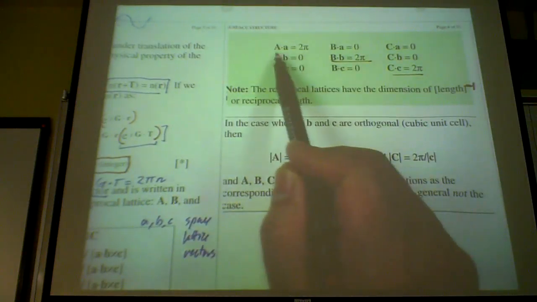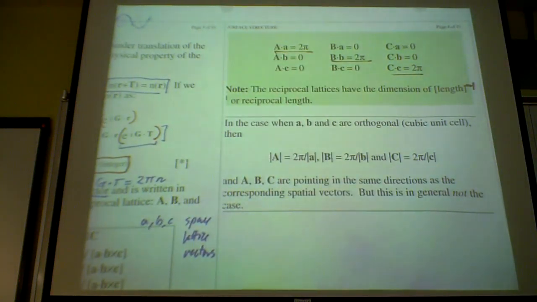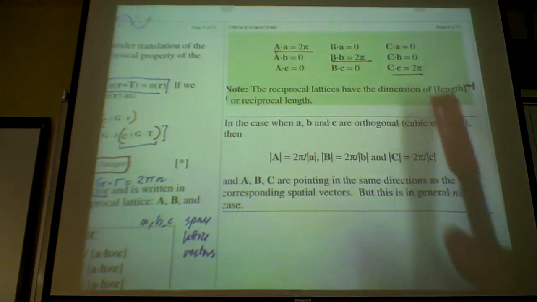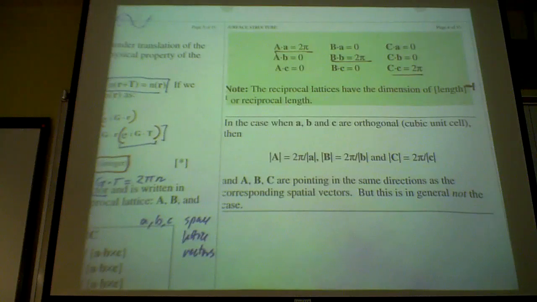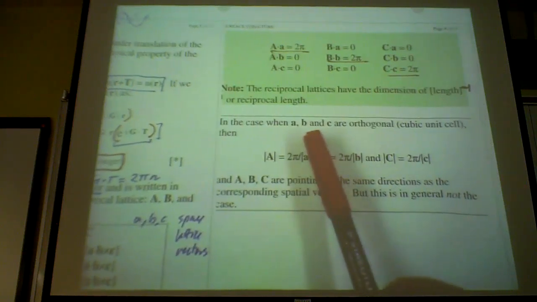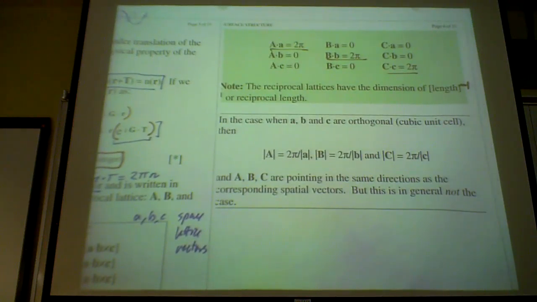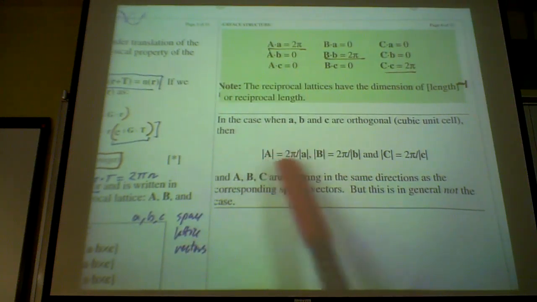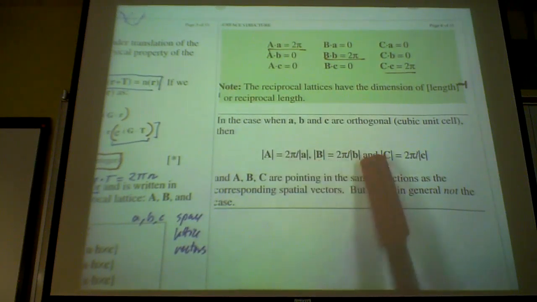Any of these: a, b, little b, and you'll see I have dimension of length, of course, and the product is 2 pi. So therefore, big A, big B, and big C are reciprocal inverse length. That's what you got. So as an example, if a, b, and c are orthogonal, in other words, you have a cubic unit cell, then the A, B, and C in big reciprocal space are very simple. They are just proportional to it.